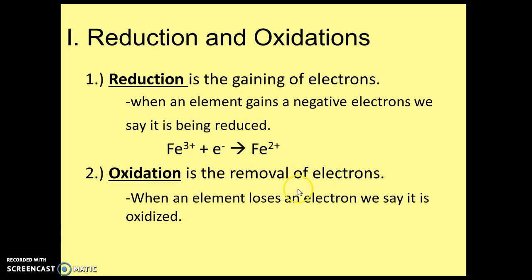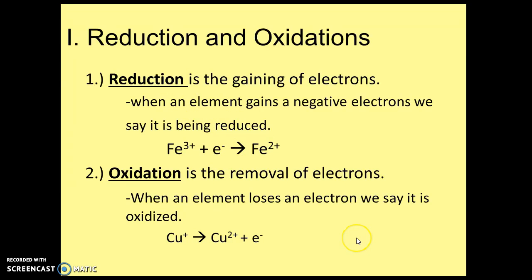Oxidation is the removal of electrons. When elements lose an electron, we say it's oxidized. So its charge goes from +1 to +2 because it's losing an electron. Now, one of the things I mentioned in the packet is that even though we say something is reduced when it gains an electron, the charge is what's changing. This oxidation number is being reduced, going from +3 to +2. So the charge is going down. That's why we say it's being reduced. Whereas with oxidation, the charge is going up. But those are terms you need to keep clear.